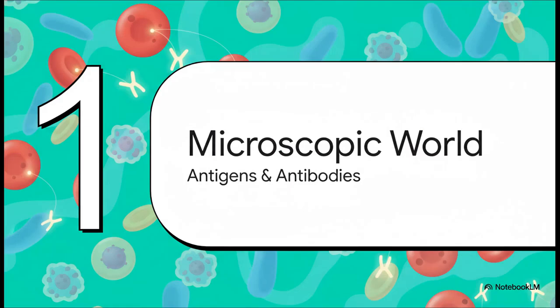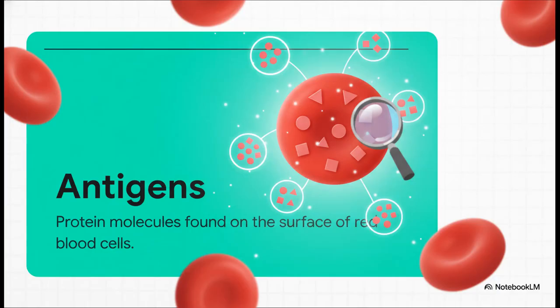Section 1. The microscopic world of antigens and antibodies. Okay, let's dive into this. Our blood is a complex mix suspended in fluid plasma. And within this mix, your specific blood group is identified by antigens. These are protein molecules located right on the surface of your red blood cells. Think of these antigens as tiny, microscopic ID badges. They sit right on the outer edge of the cell, proudly displaying exactly what type of cell it is to the rest of the body.